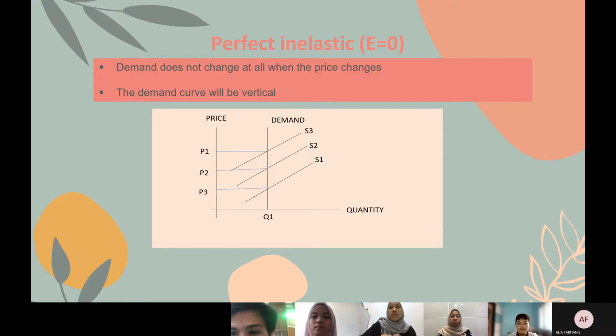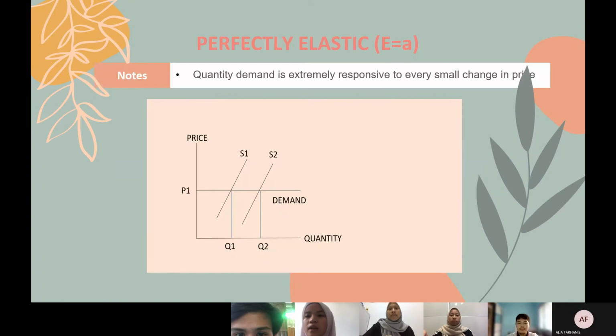Next, perfectly elastic. Elasticity equals infinity. Quantity demanded is extremely responsive to every small change in price. If demand for a product is perfectly elastic, a change in market supply, shown on the right as an output shift of supply, will not lead to any change in the equilibrium price. This demand curve applies to highly competitive markets where no supplier has any pricing power.